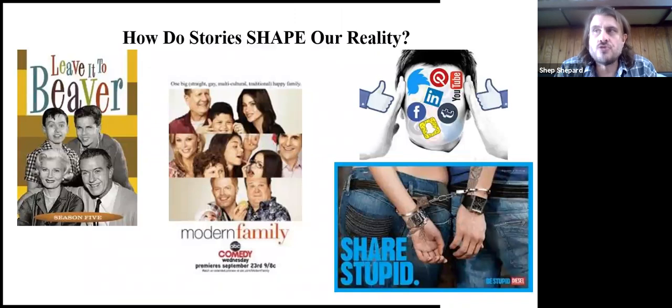We also talk about how stories and narratives shape our reality. One of the easy ways to do that is to look at the history of television. So we look at shows like Father Knows Best and Leave It to Beaver and I Love Lucy, and then we compare them to shows like Modern Family or The Simpsons to just see where we've come from.